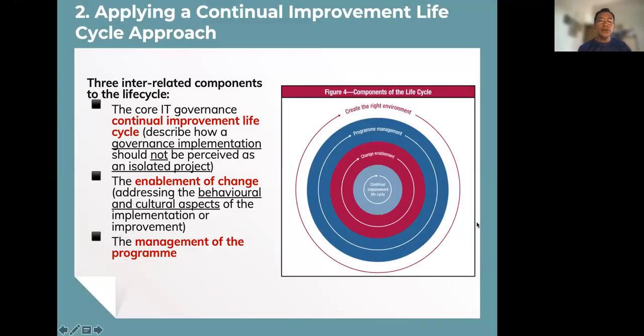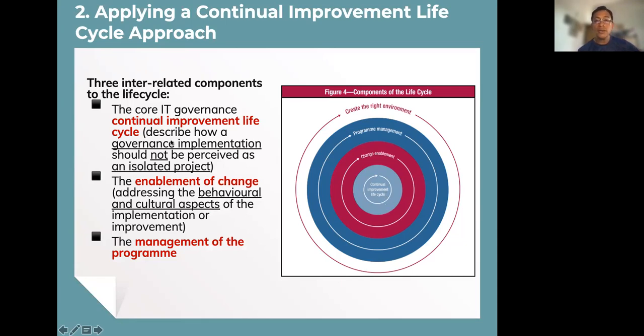And then we will also need to apply this continual improvement cycle. We have discussed this previously, but I will do it again. So actually we have three interrelated components for the life cycle of the GEIT. The first is the core. The core is about the continual improvement life cycle. This is in the center, in a grayish and bluish color here. So this is the continual improvement life cycle.